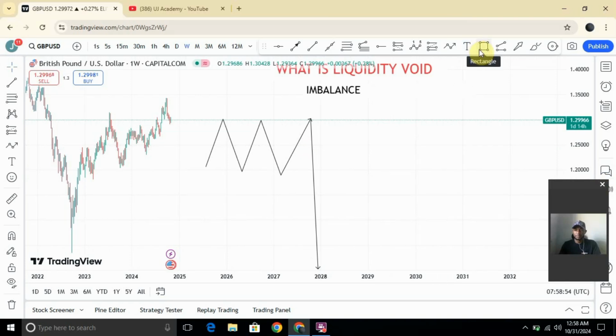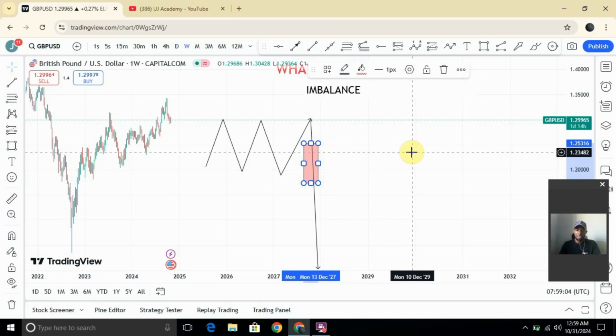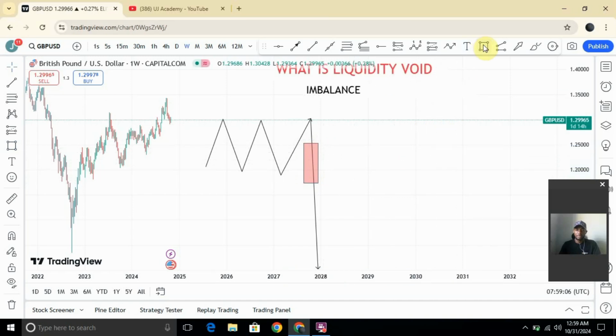In case you don't understand this diagram, as an ICT trader, you really need to understand the concept of liquidity void. Or even if you're not an ICT trader, you also need to understand liquidity void.